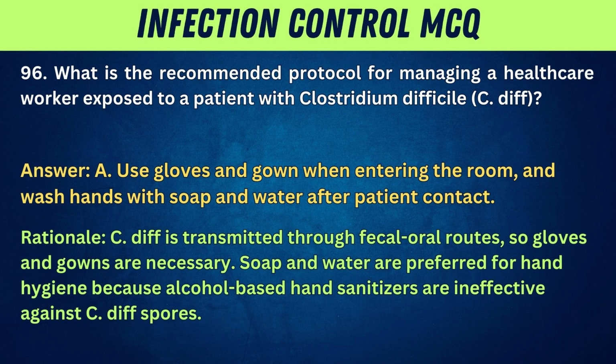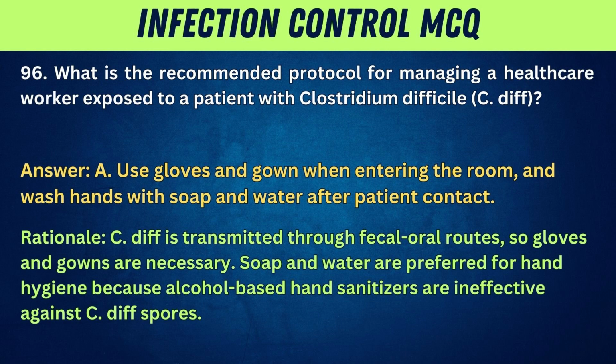Answer. A. Use gloves and gown when entering the room, and wash hands with soap and water after patient contact. Rationale. C. diff is transmitted through fecal-oral routes, so gloves and gowns are necessary. Soap and water are preferred for hand hygiene because alcohol-based hand sanitizers are ineffective against C. diff spores.